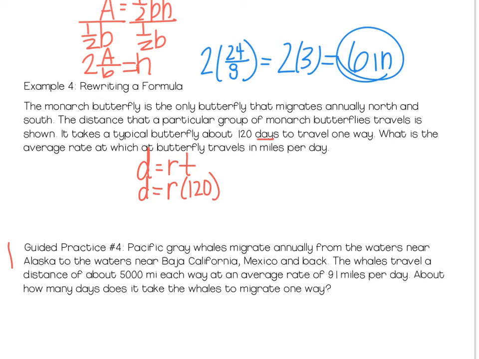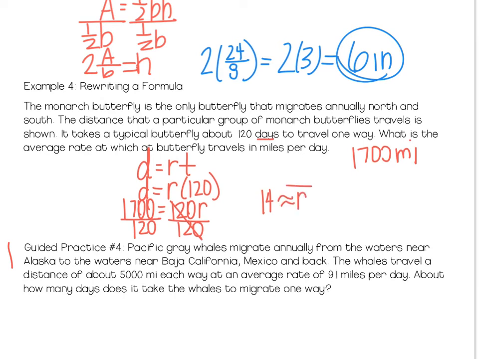And then they tell me that the distance is, oh, it's in the textbook. They showed you 1,700 miles. Sorry, I should have put that on your paper. So it's going to be 1,700 equals 120r. So solve for r, and you get approximately 14 miles per day that they travel.